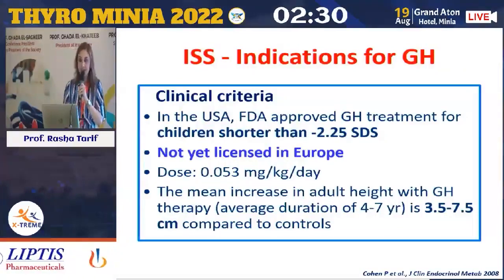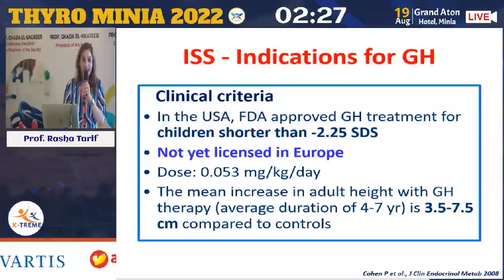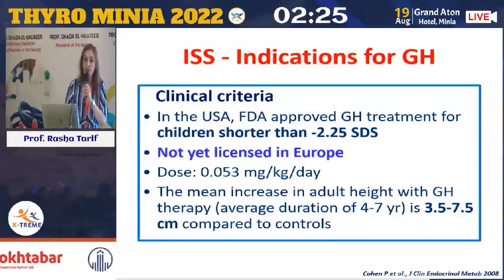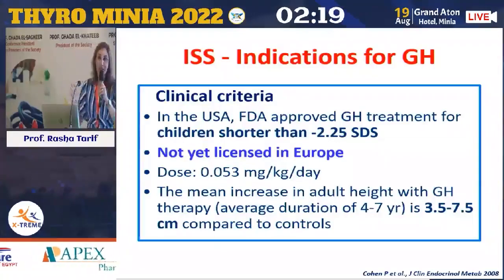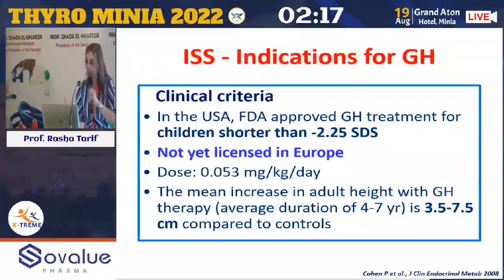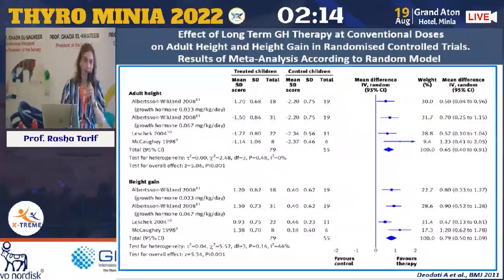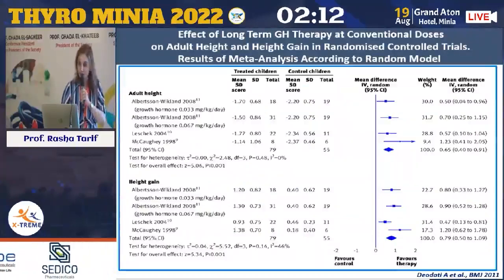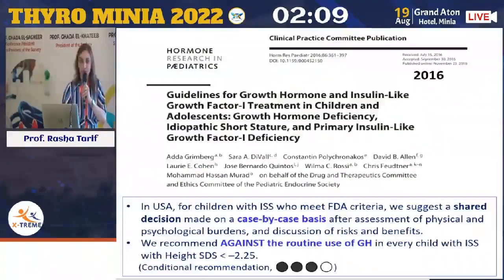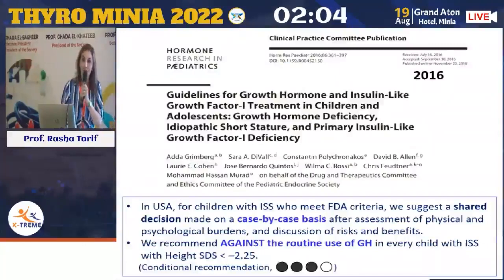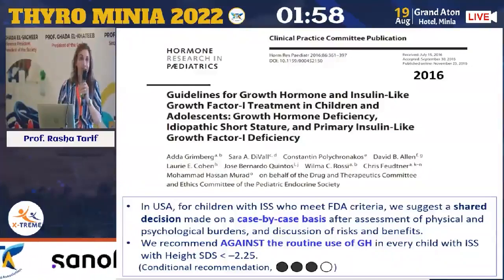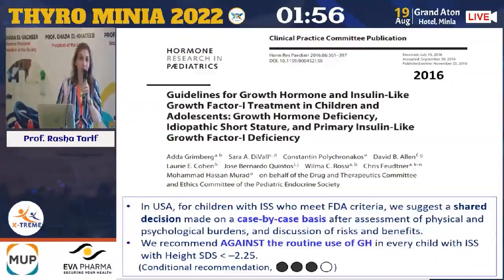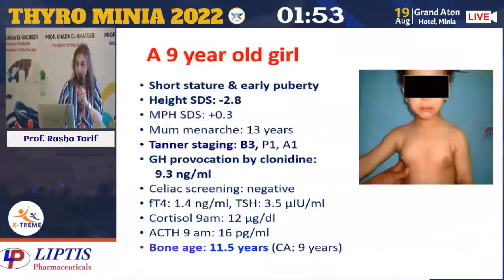They need larger doses, and it adds around 3.5 to 7.5 centimeters compared to control, because some references say they do not respond very well. So we have to calculate the cost benefit. And here you can see a lot of references assessing the response, and it's totally variable. So these are the guidelines published in 2016 by the European Society for Pediatric Endocrinology, taking the condition case by case. We have to calculate the cost benefit on an individual basis in those children.